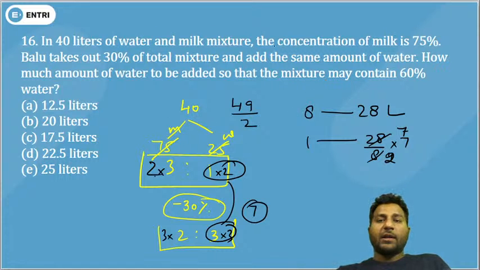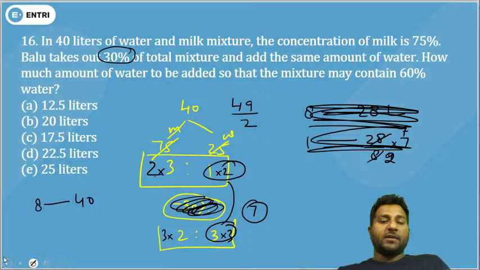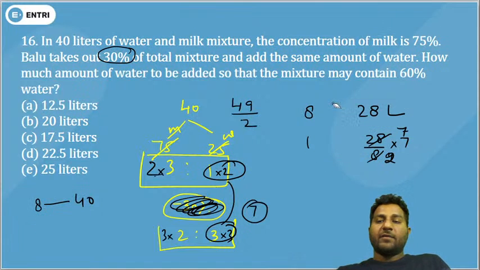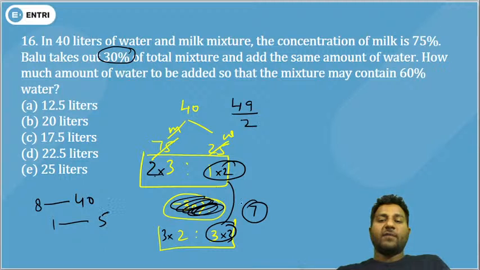40 liters of water and milk will be there. If the concentration of milk is 75%, Balu takes out 30% of the total mixture and adds the same amount. So the same amount of water has been added, which means this 8 ratio must be equal to 40. I haven't seen that because I was looking at your comments. So 1 ratio equals 5. So 7 ratio equals what? You can clearly see the difference.